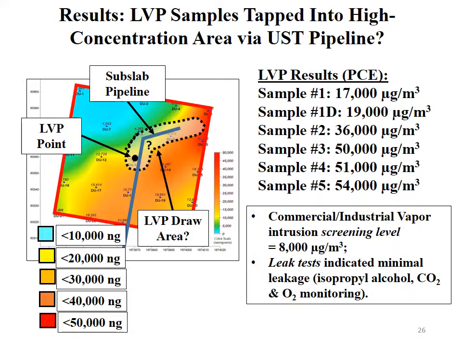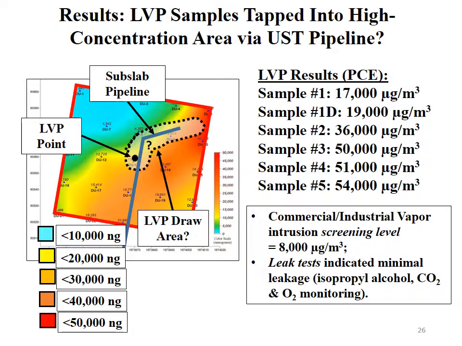Interesting thing with this site is, recall again the diesel pipeline that went under the slab, and look where, just by chance, we put our LVP, our vapor sampling point. And recall that the concentration of PCE is increasing during the purge. What we think was happening is that during sequential purges over time, the source area or the purge was tapping into this high concentration area in the upper right hand corner of the pad.